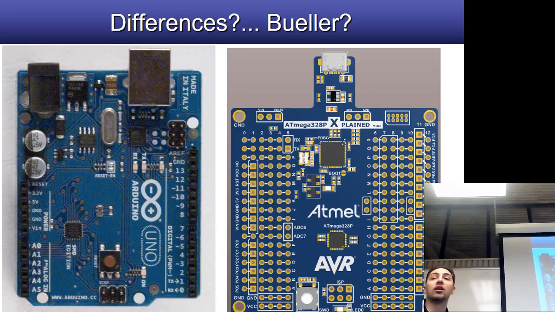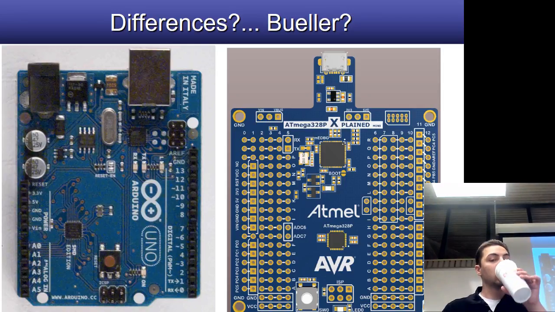This is what we call Arduino compatible. You can actually turn this Atmel Xplained board into an Arduino compatible board by just putting headers in the right place. It's pretty nice when you get right down to it.